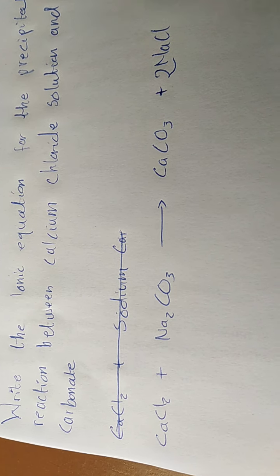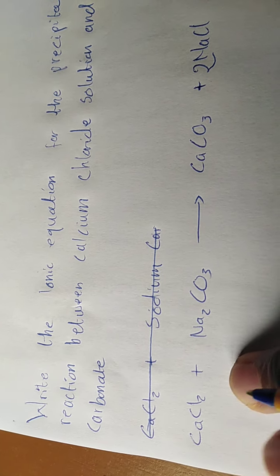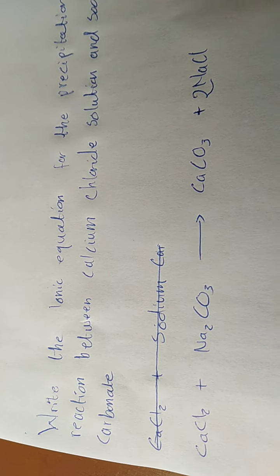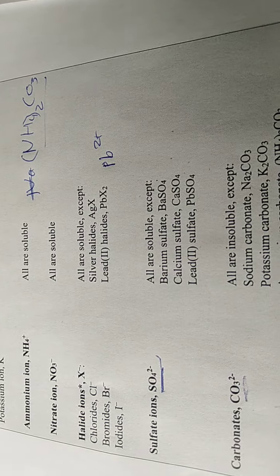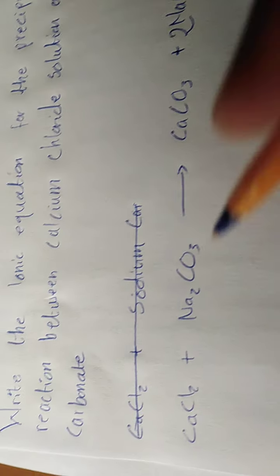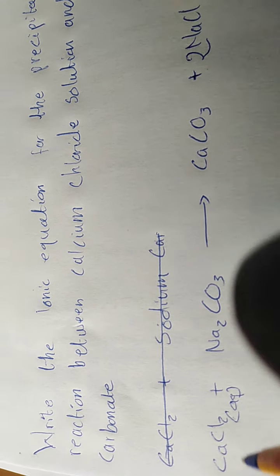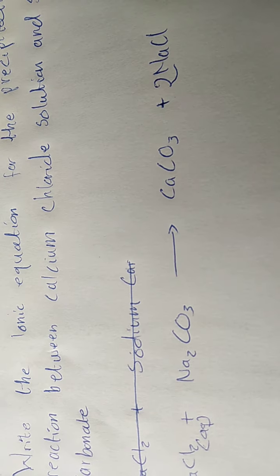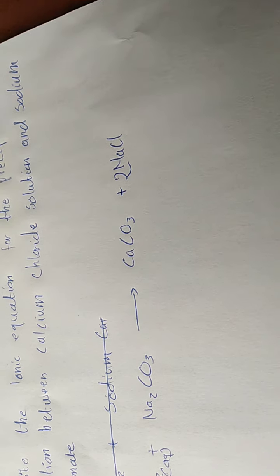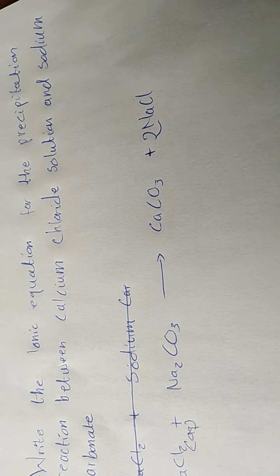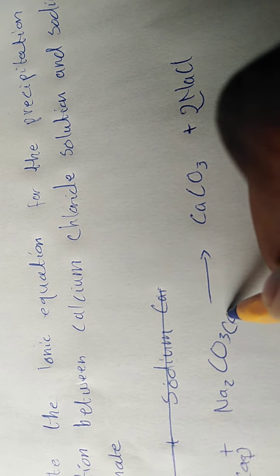For you to include the state symbols, we have to remember the solubility rules. Calcium chloride, this means it is a chloride salt. And we say that all of the chloride salts are soluble except only the two. So calcium chloride is soluble, which we are going to denote as aqueous. And then sodium carbonate, we said all of the carbonates are insoluble except group 1 carbonates. Group 1 carbonates are sodium, potassium, and so forth. So this one is going to be aqueous.